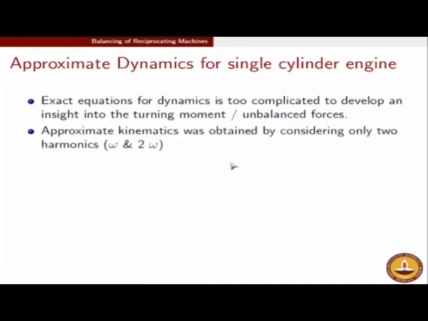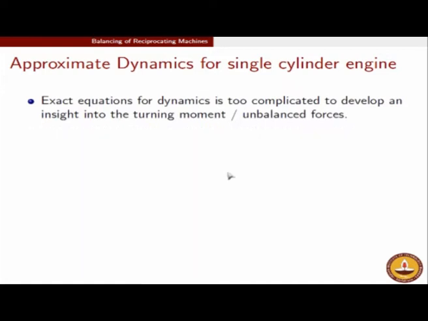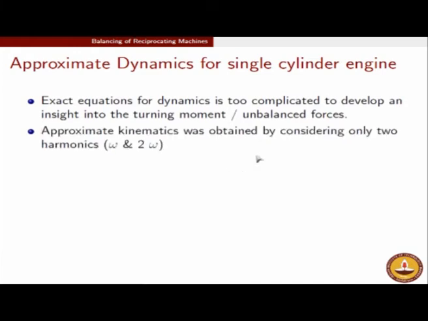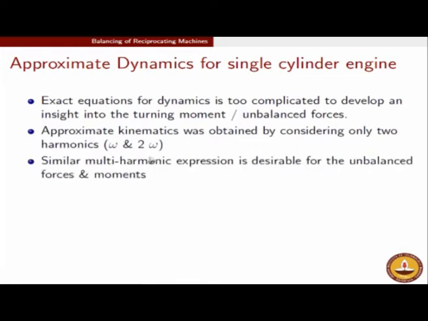The approximate kinematics we will recall is just the same as in the case of kinematics. There, we firstly had an expression for the exact kinematics, and then using the binomial series and truncating it, we obtained very simple expressions for position, velocity and acceleration, which showed that they contain only two harmonics, in omega and 2 omega. So we want something of that sort.